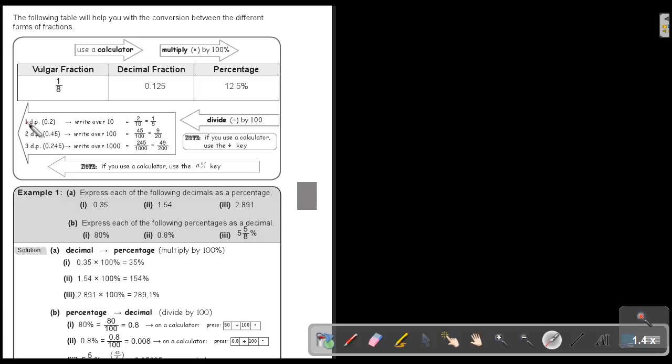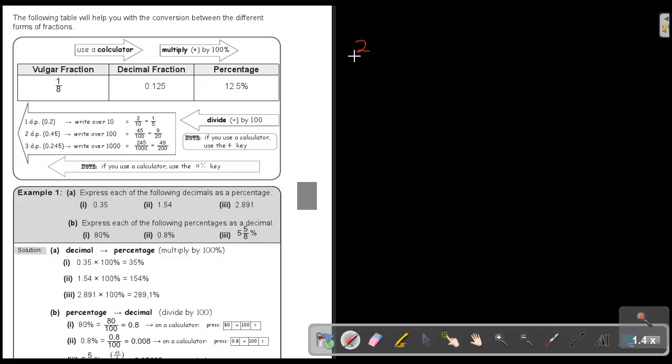Now, if I want to take this decimal and make it a vulgar fraction, I can use the following table. If there's one decimal place, for example 0.2, only one digit after the decimal point, I take that digit and I put it over 10. Now, let me show you how I simplified this fraction to get 1 over 5.